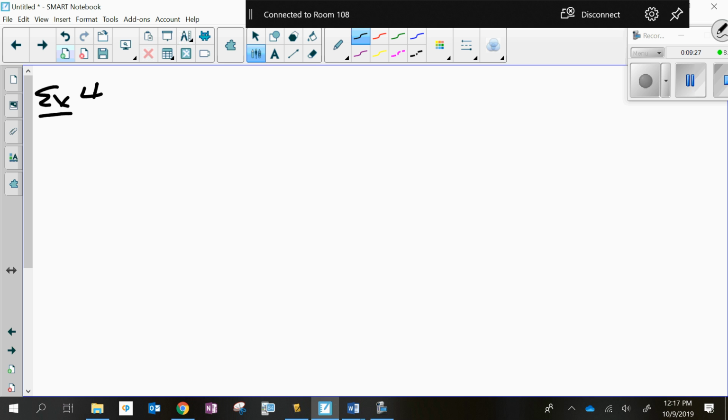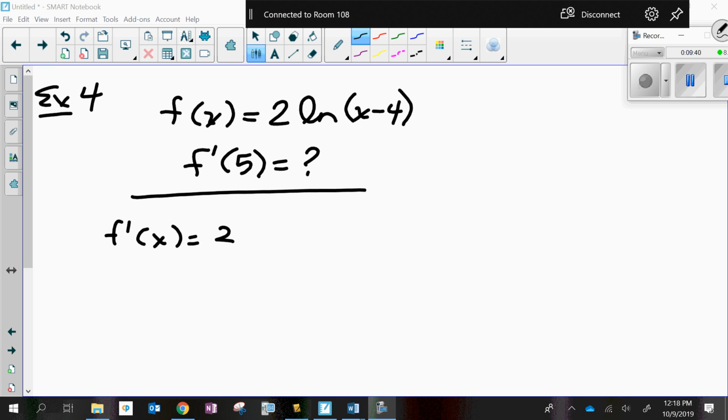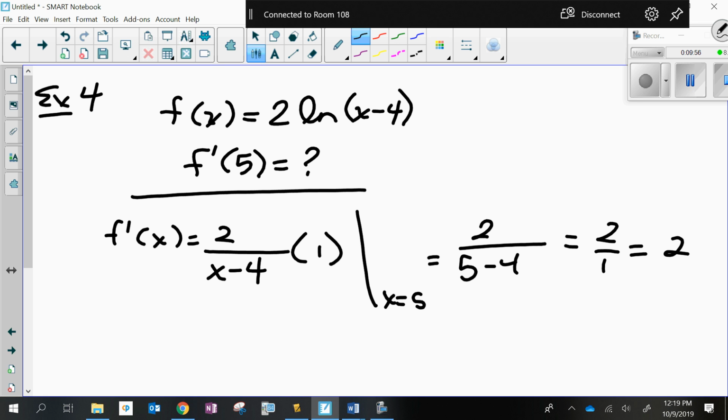All right, let's try. f of x is 2 ln of x minus 4. And this time, let's find f prime of 5. It's 1 over x minus 4, the 2 is just hanging around, times the derivative of 1. Then plug in 5. Get 2 over 5 minus 4, which is 2. Got it? I didn't even do it intentionally.